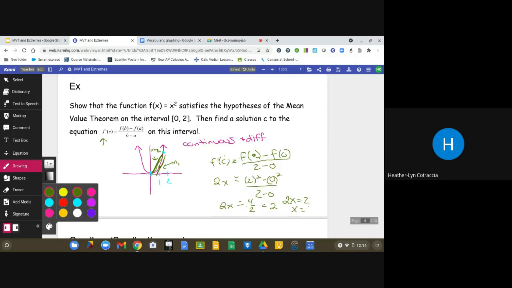So x will be equal to 1. At x equals 1, the slope of the tangent line there is equal to the slope of the secant line. And notice that 1 is in between that interval. Even though there's square brackets, it could not have happened at 0 and 2. It has to be in between. Okay? So basically, find the slope of the secant line, find the slope of the tangent line by taking the derivative, set them equal, and solve.